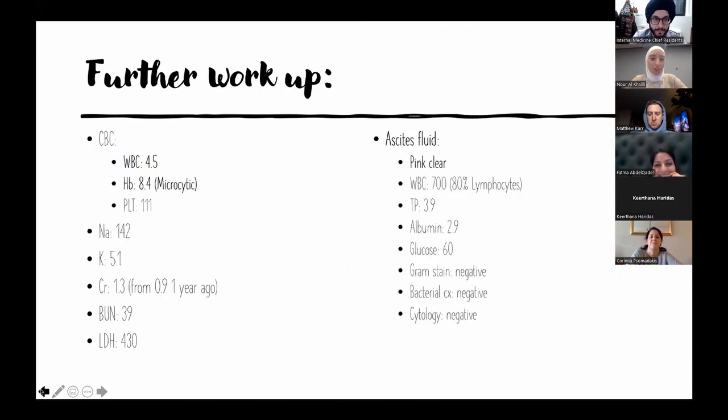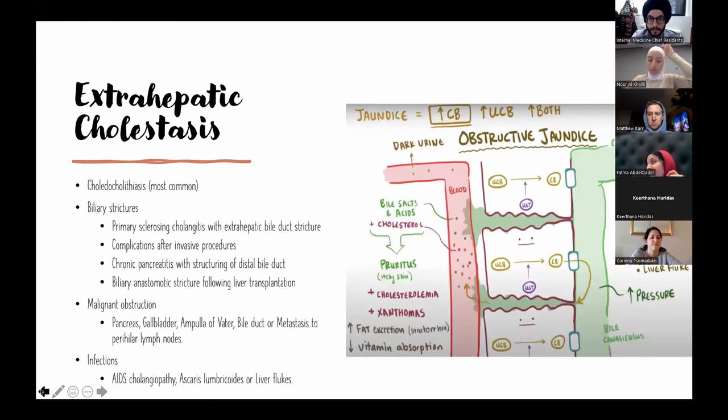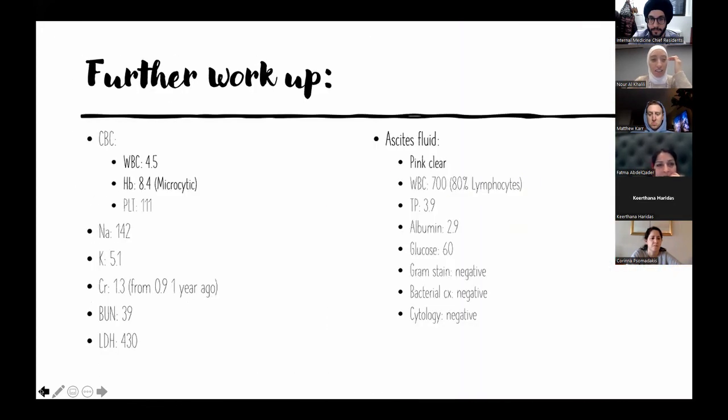So his ultrasound actually didn't report any dilatation, there is no intra or extrahepatic dilatation. His common bile duct was normal, gallbladder was normal, and this is the rest of his labs. He had microcytic anemia, acute kidney injury, elevated LDH, ascites fluid with white count 700, but 80% lymphocytes.